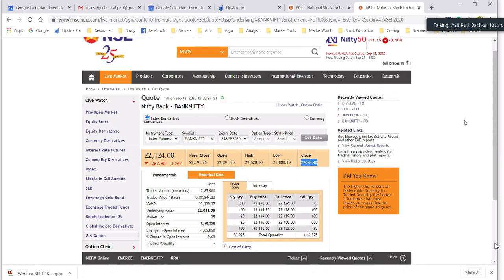If you have to buy, let's say, 10 lots of Bank Nifty, and the premium is 300 rupees, place limit orders: one at 300, one at 280, one at 320, one at 270. Let it get filled over a period of time. This much will get filled, not an issue. Okay. Thank you.